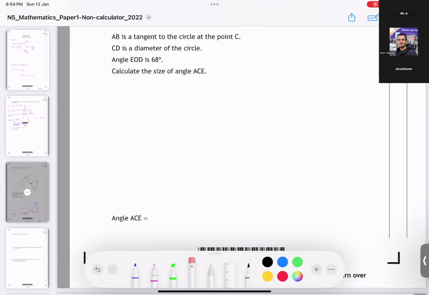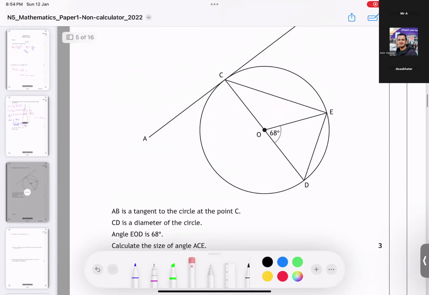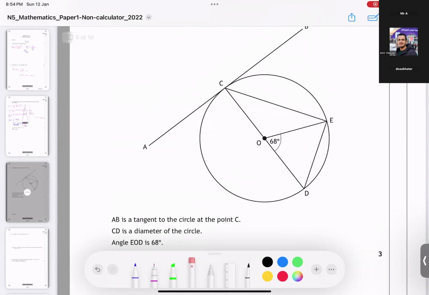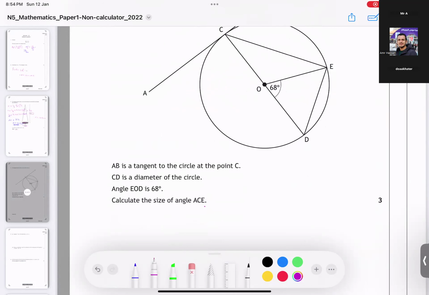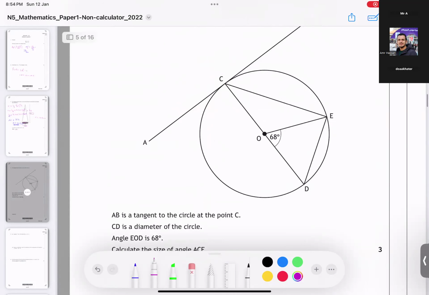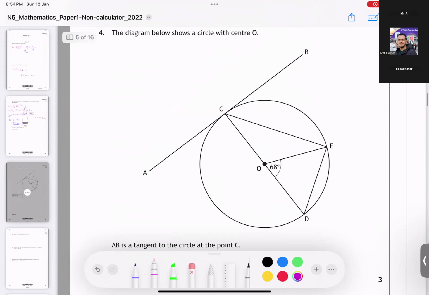But let me return to this example. Look at this one. I think you've noticed something really interesting, right? The question asks what is the measure of the angle ACE. What is ACE? Okay. The point is, look at this one. I really care about this one.